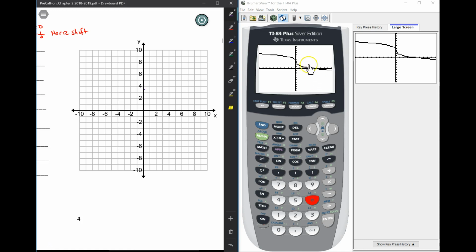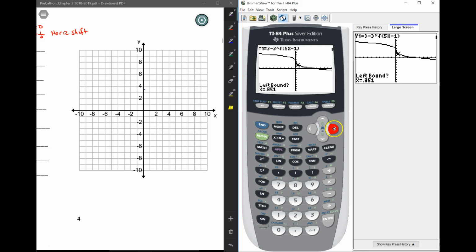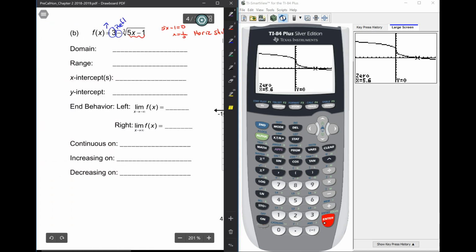Okay, so do you see how it crosses the x-axis here? Let's see where the 0 is. So second calc, 2. Left bound, somewhere here. Right bound, here. Right, and x equals 5.6. Okay? So that's how it'll look. Okay? All right. Now, what's the domain?